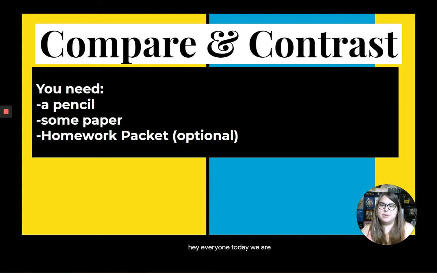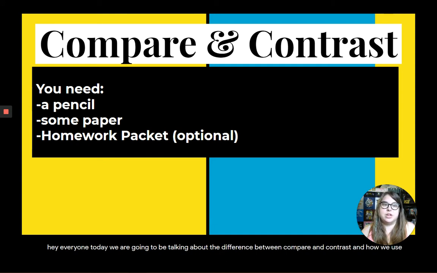Everyone! Today we are going to be talking about the difference between compare and contrast and how we use compare and contrast inside of a reading.